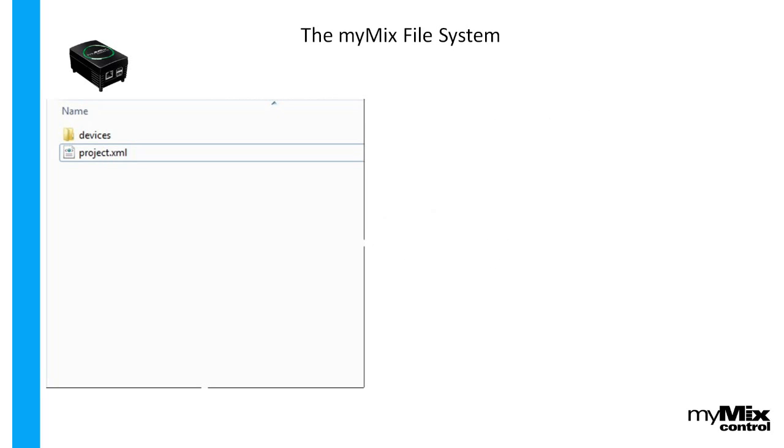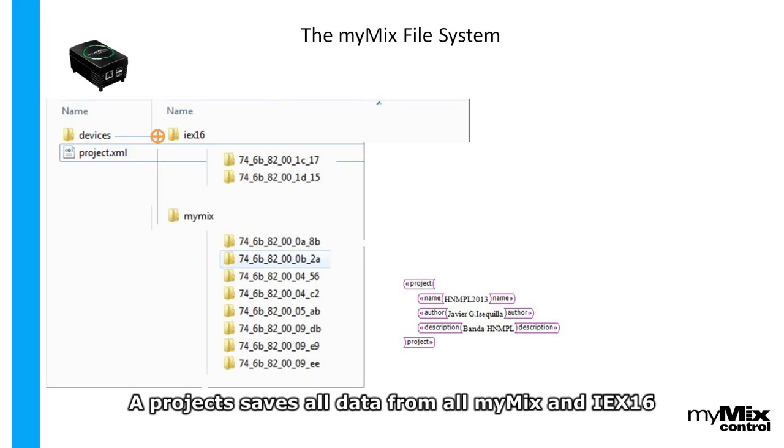So let's take a look at the MyMix file system. A project saves all data from all MyMix and input expander devices that are on the network. When you save a project, you not only have the project name and the author, you also have a description field that allows you to explain what this project was all about. Everything inside the project is saved by the devices and their unique MAC addresses. So in this example here, we have 2 input expanders and 8 MyMix devices.